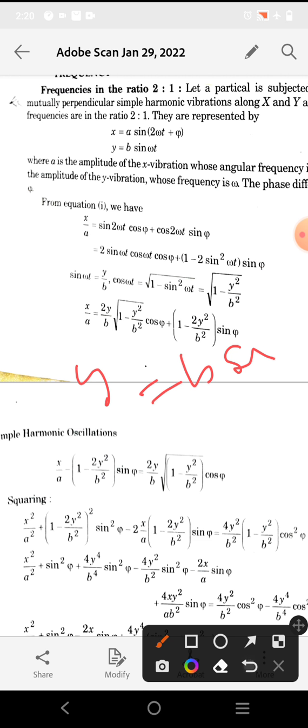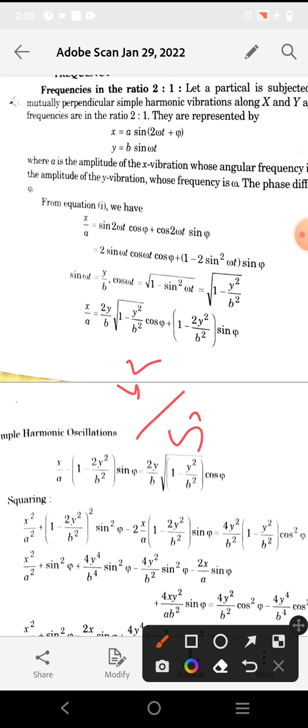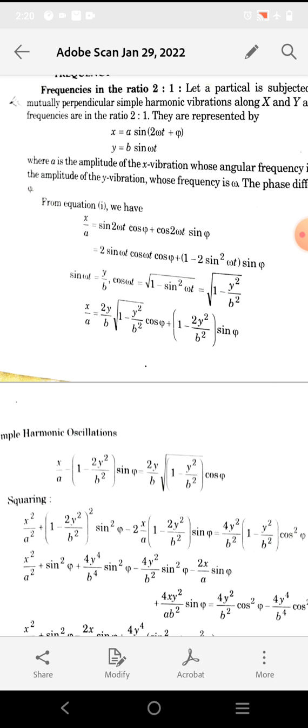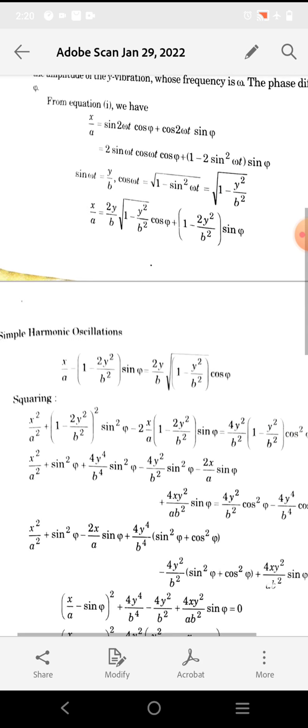Sin square omega t, what we will get? Y square by b square sin square omega t. These are the other equation. If I put all these values in the equation, x by a is equal to 2 sin omega t cos pi plus 1 minus 2 sin square omega t into sin pi.